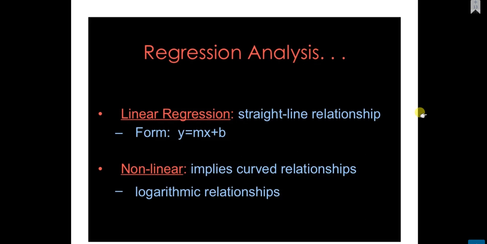Regression analysis originally has two types: linear regression and non-linear regression, and the third one is multilinear regression. No, I didn't add the multiple regression. Okay, so let's start with linear. Linear means a straight-line relationship between variables, that is Y equals mx plus b. Non-linear implies curved relationships, which we saw in microeconomics when we learned it in the first semester. At that time we learned about curved relationships and logarithmic relationships.